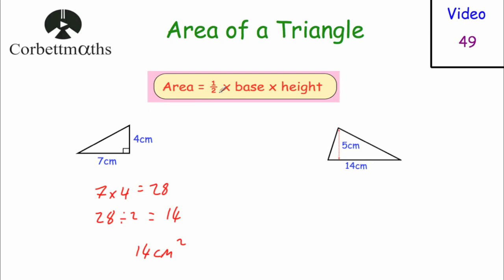So to find the area of a triangle, you can either do the base times the height and then halve it, or half the base times the height.